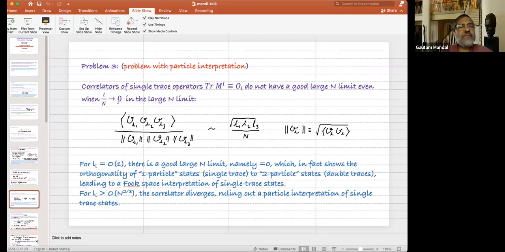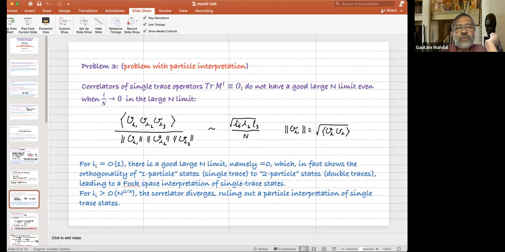So L over N goes to 0 in the large N limit. Let me give you some exact results. Here I have not bothered to write the t1, t2, t3 dependencies. I have just written how the N counting goes, the dependence on the powers of the single trace operators L1, L2, L3, and N.